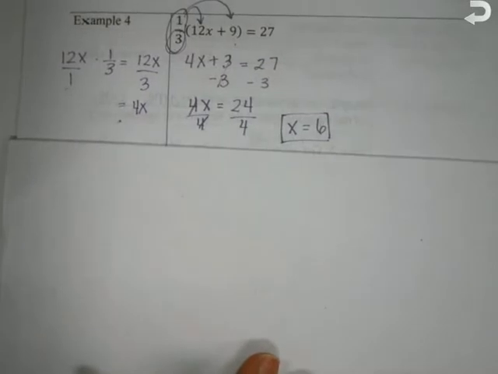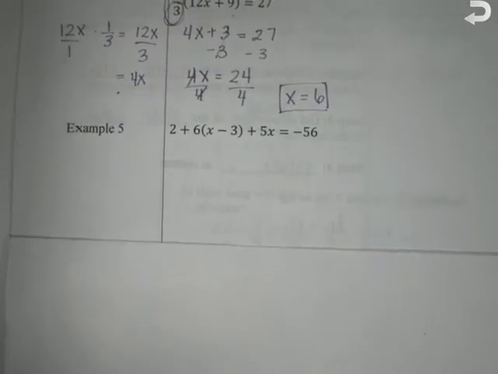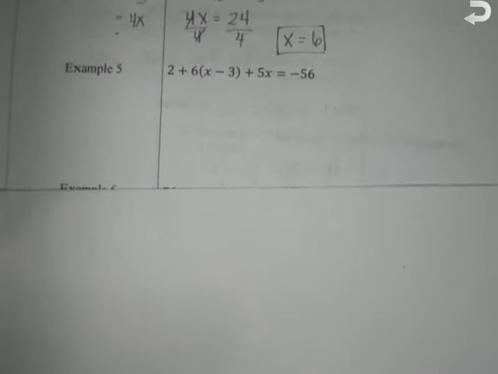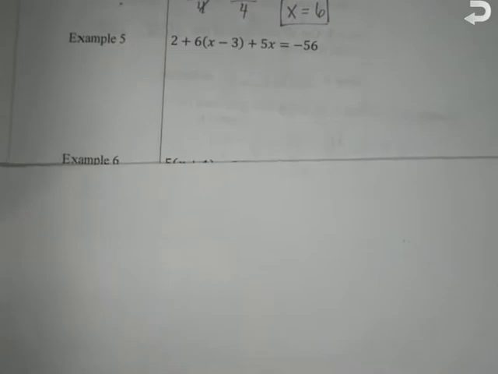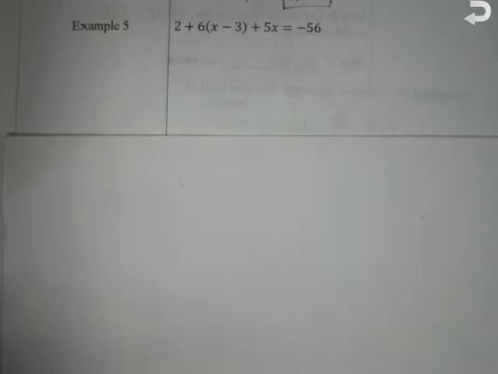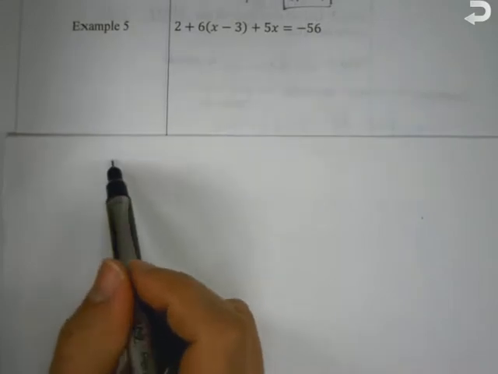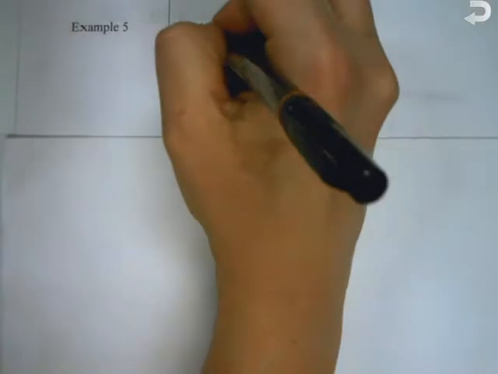Example 5. Okay, example 5. What do your steps say to do first? Distributive property. Do you see distributive property anywhere? I do. Which one? 6. Positive or negative 6? Positive. Positive 6. So distribute that positive 6 into the parentheses.